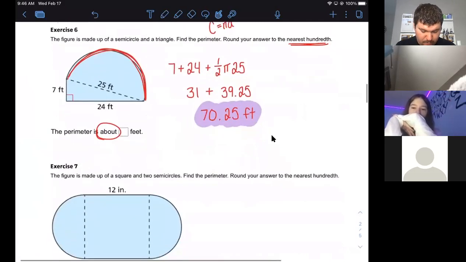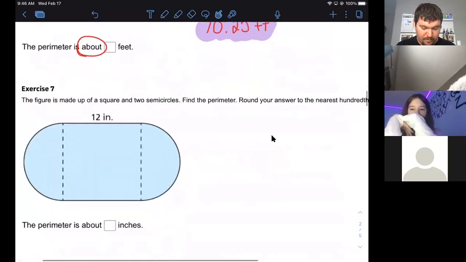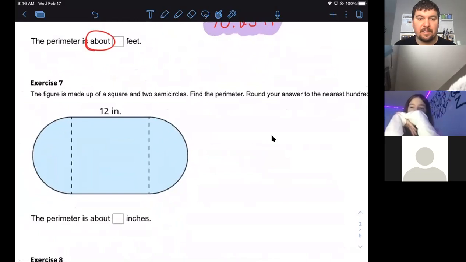Okay. Number 7, it wants us to find the perimeter again. Again, all these, if you're logging in a little bit late, this practice quiz is all about circumference and perimeter. Tomorrow's practice quiz is all about area. So we're using circumference formula. We're not using any of the area formulas. We're not finding the area of any of the shapes.